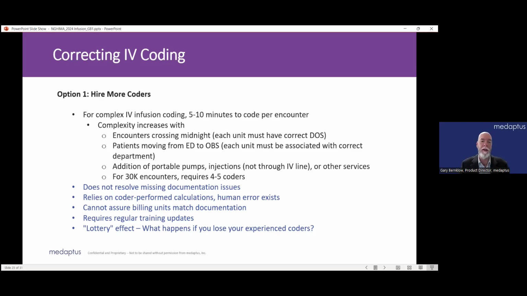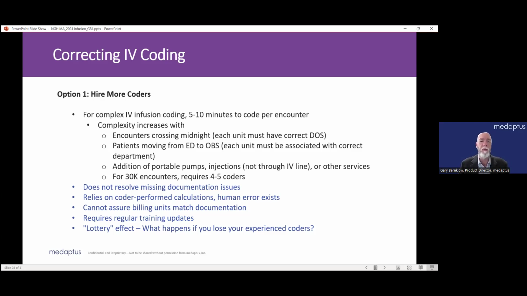It still relies on coder performed calculations, right? And we know that human error still exists. You can't assure that the billing units match the documentation because there's no real good way to do a reconciliation between what the duration is in the EHR and what your billable units are. There's no printout there that says these are right. You have to review them all manually.